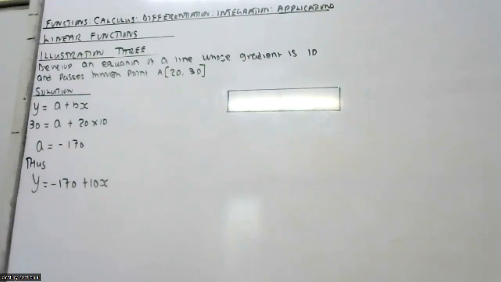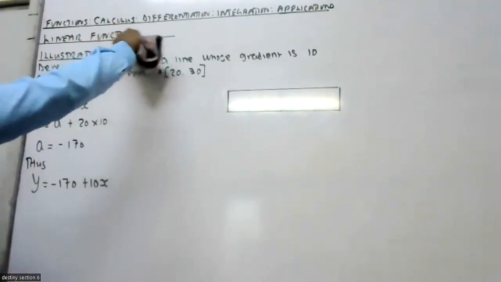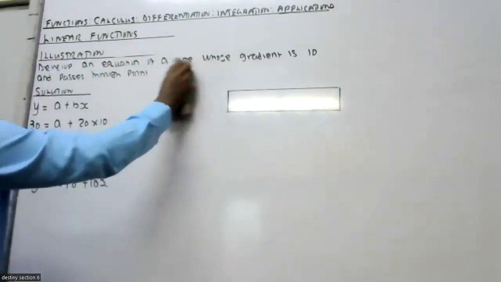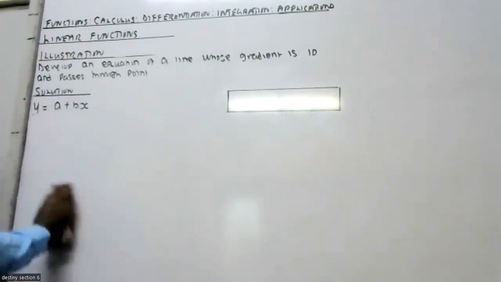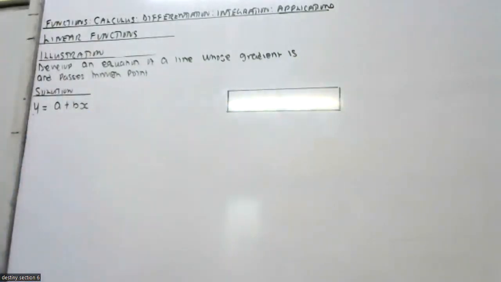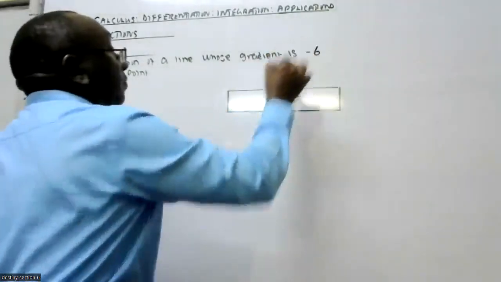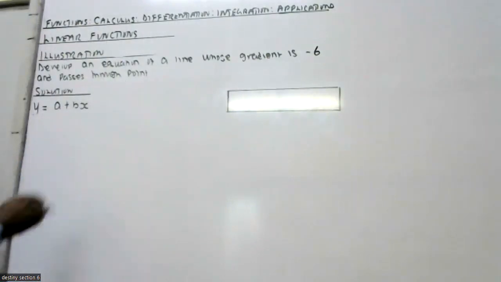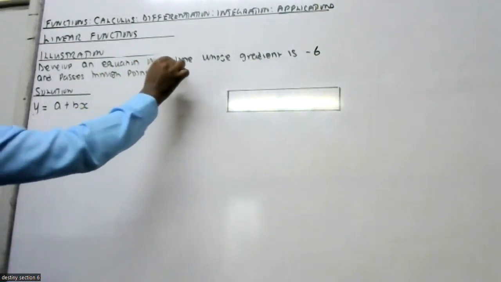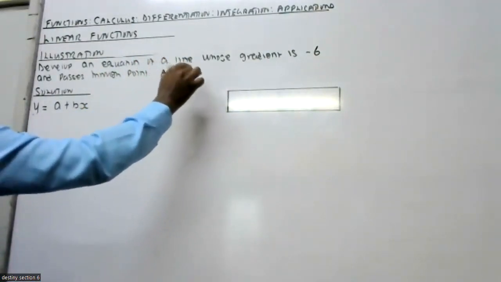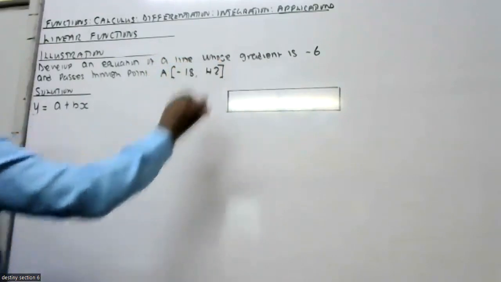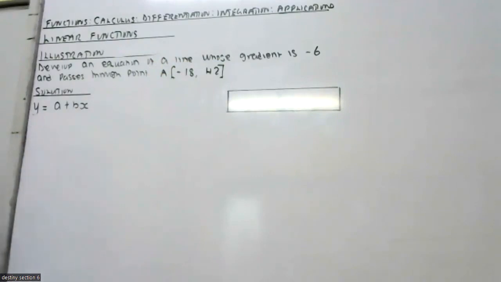Okay, then from there, illustration 4. Develop an equation of a line whose gradient is -6, and passes through point A (-18, 42). Develop that quickly for the answer.